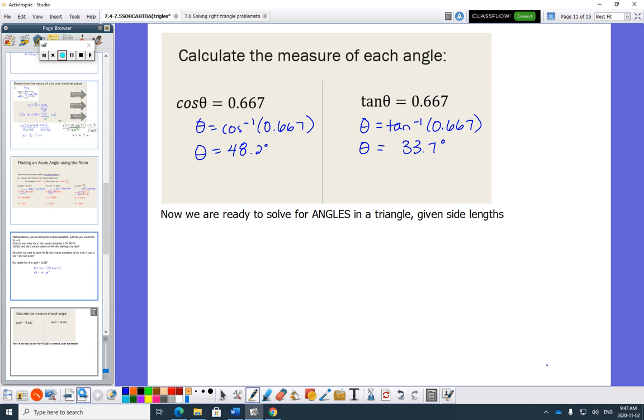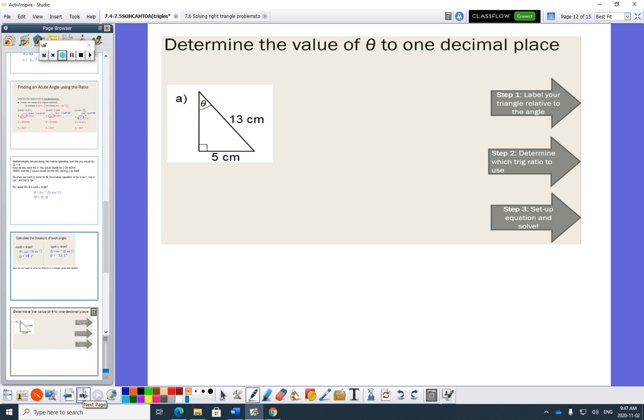Okay, so let's do some examples. We're going to find theta to 1 decimal place. Sometimes they'll label the angle as theta, sometimes they'll label it as a letter. So we'll do examples of both, okay? It doesn't really matter.